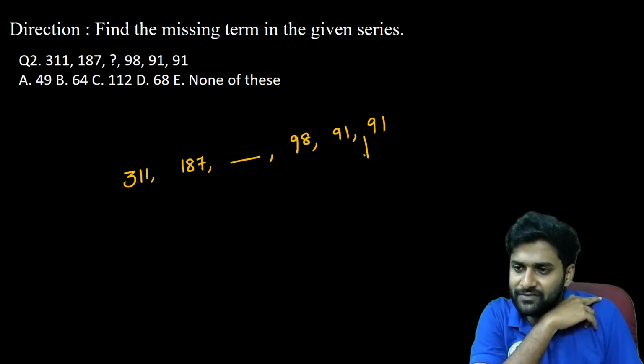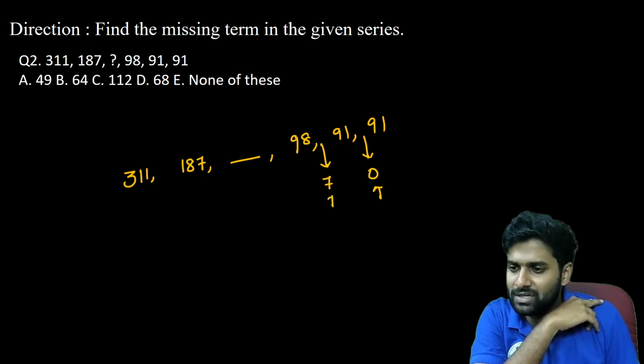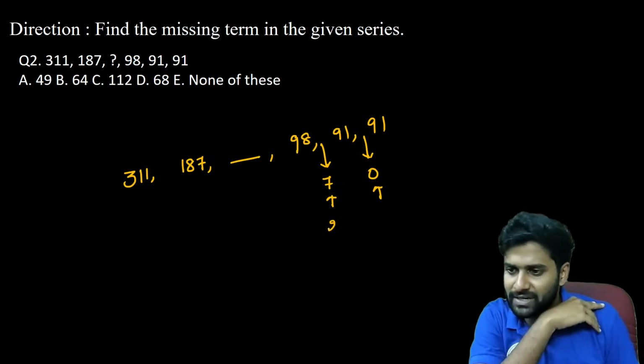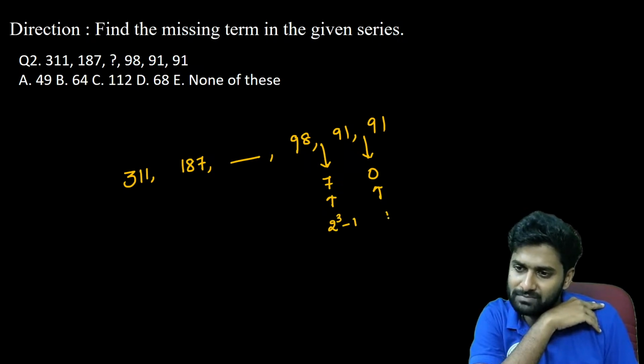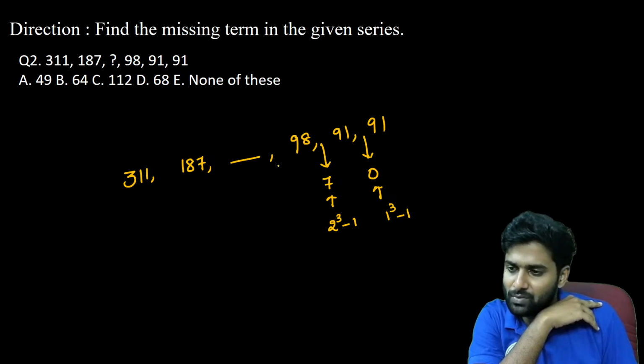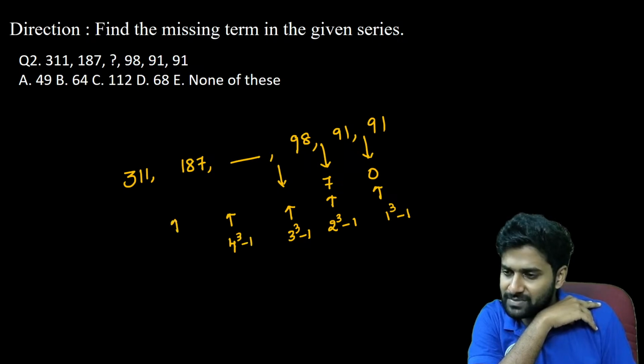Now see, you can see the difference here is 0. Here you can see this difference is 7. Now guys, 0 and 7 are both nearer to perfect cube numbers. So you can take it this way: 2 cube minus 1, so this is 1 cube minus 1. What about the next difference? Here the next difference must be 3 cube minus 1. Here the difference must be 4 cube minus 1. Here the difference must be 5 cube minus 1. If you see the difference, you will get this value is 120.